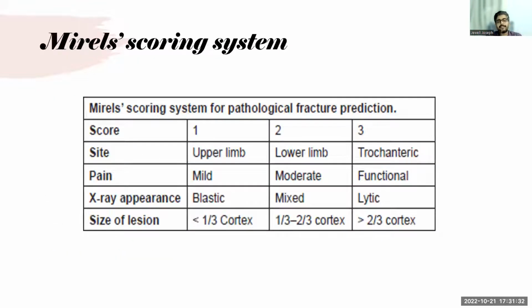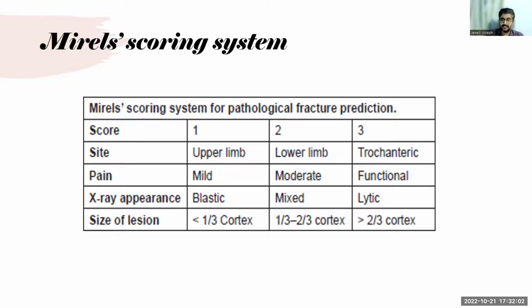patients. There is actually a scoring system called the Mirels scoring system, which predicts the risk of pathological fracture. It takes into consideration various factors like the site of the lesion, the bone lesion, whether there is pain, X-ray appearance of blastic, mixed or lytic, size of the lesion, etc. So obviously, weight-bearing bones will be more predisposed to fractures.